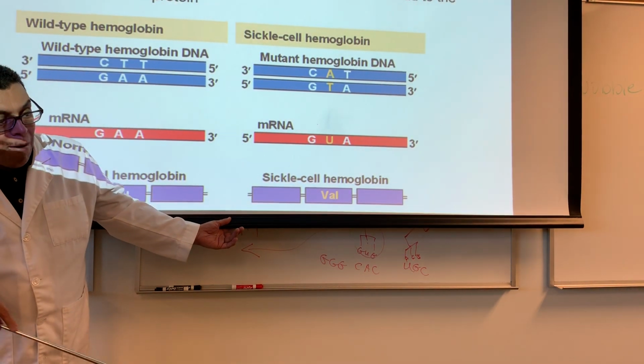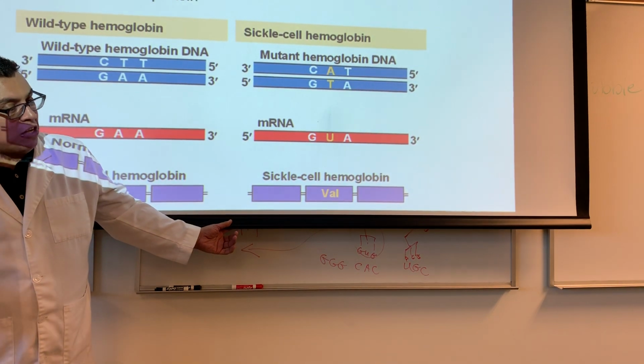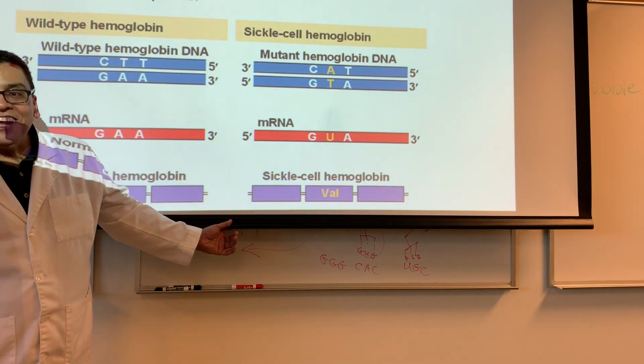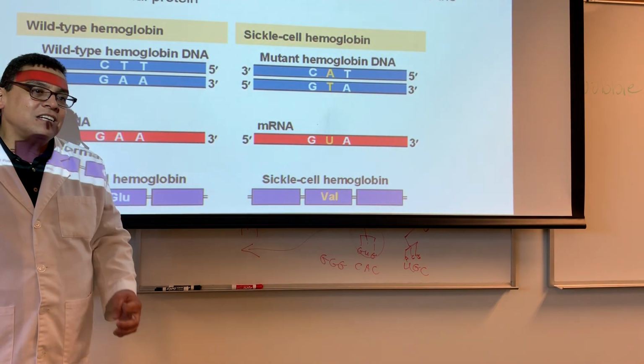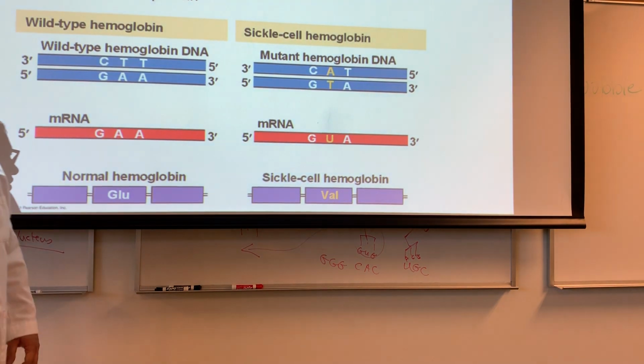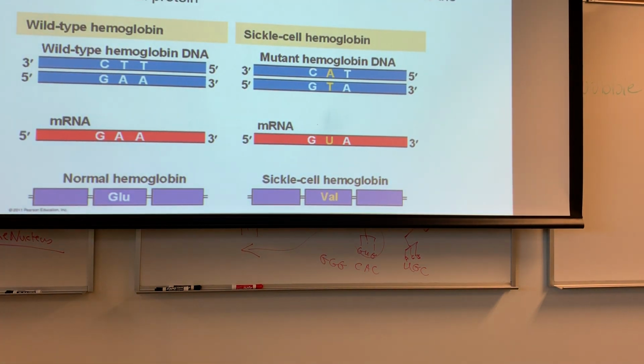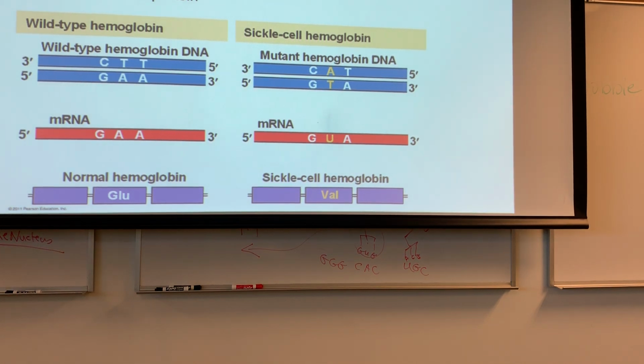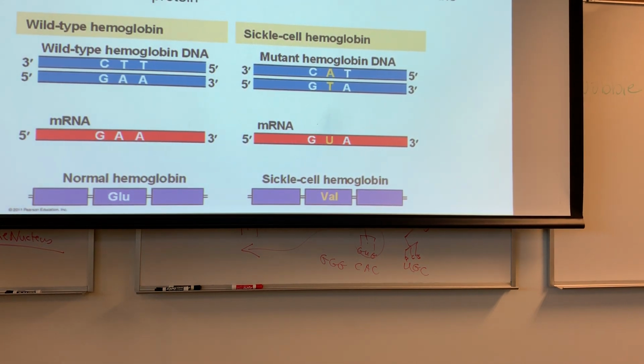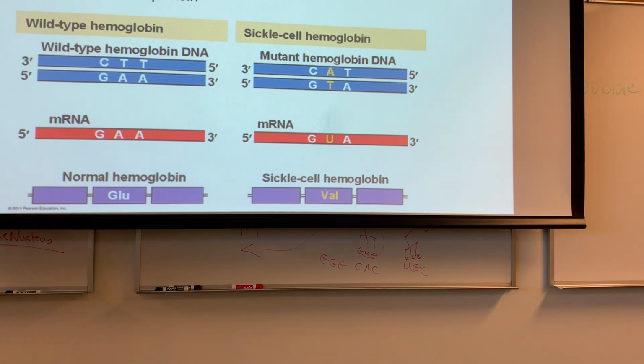So you're going to change the quaternary structure. You're going to change the shape of the red blood cell. You're going to change its function. There you go. And you said it loud, nice. Function. No wonder why it's devastating. So this is an example of a single base change causing a drastic effect.